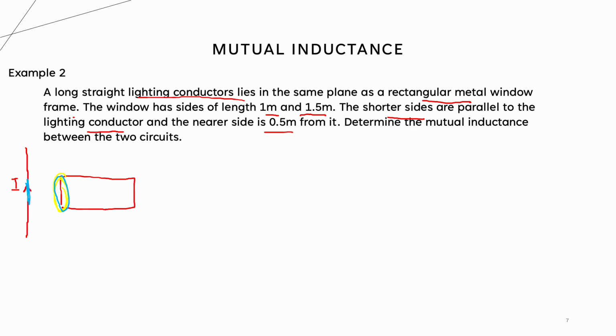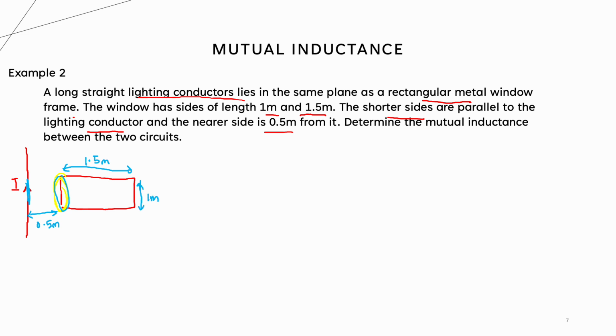And where it says the nearest side is 0.5 meter, it means that the distance between these two is 0.5. It is separated by 0.5 meter. So the longer side is 1.5 meter, and this side is given, the length is 1 meter.